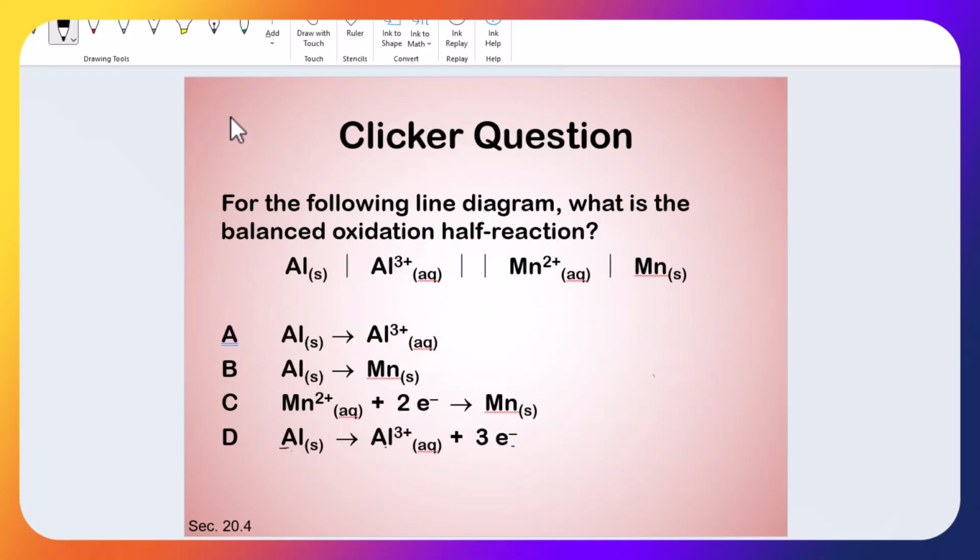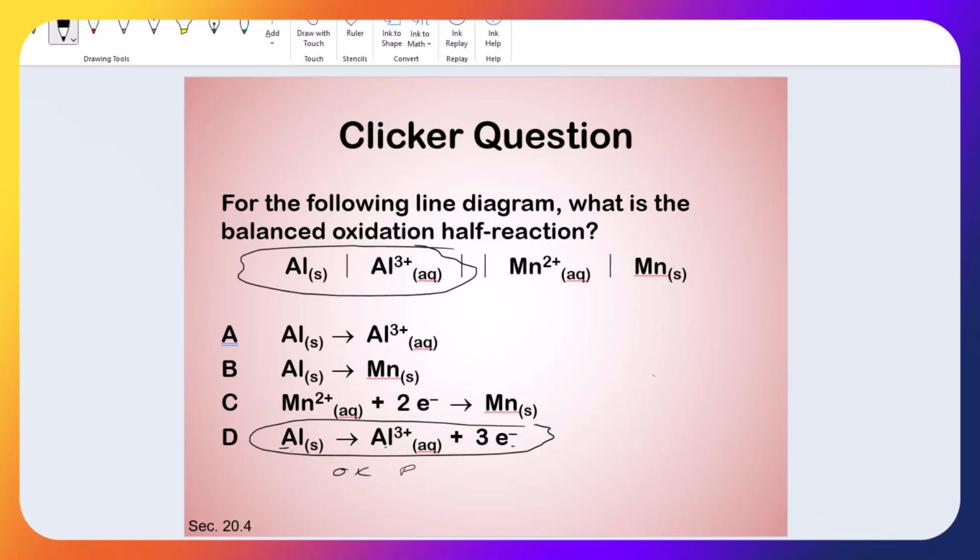Okay, for the following line diagram, what is the balanced oxidation half reaction? Keep in mind, that's what's happening on the left side. That's all you needed to know from that. And so that's aluminum losing 3 electrons to become aluminum 3+. So that would look like this. This is in the anode compartment. It is the oxidation half reaction.